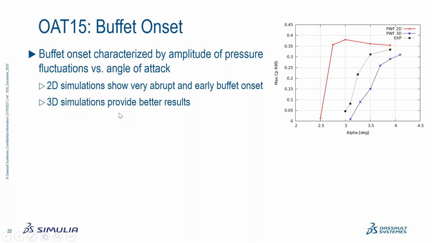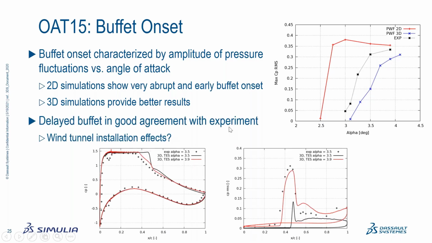When running with a 3D simulation, our results improve. The slope is much more accurate than it was for the 2D results. And the question that now remains is, why do we have this offset?